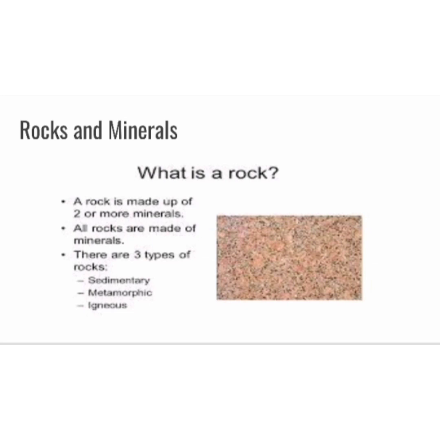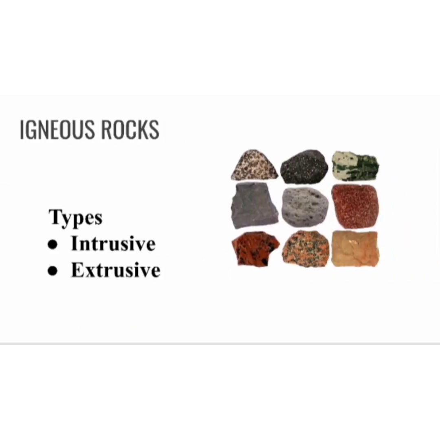Rocks can be of different colors, different sizes and different textures. There are 3 types of rocks: sedimentary, metamorphic and igneous. What are the 3 types of rocks? Sedimentary rocks, metamorphic rocks and igneous rocks. First we are going to see about igneous rocks.